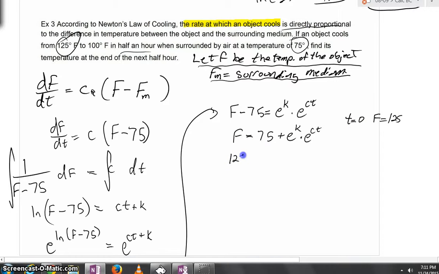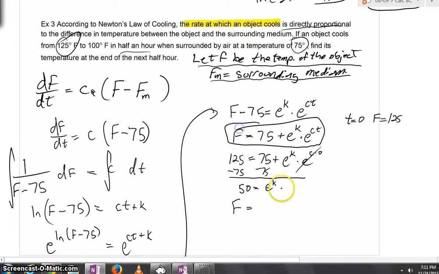Let's go ahead and do a little bit of work plugging that in. And, you know, when you have c times 0 up here, that's a 0 itself. And e to the 0 is just a 1. Okay, e to the 0 collapses to a 1. I can subtract a 75 from both sides here to get 50 is equal to e to the k. That means that this equation that we have up here, we now know what e to the k is. It's 75 plus 50 times e to the ct.